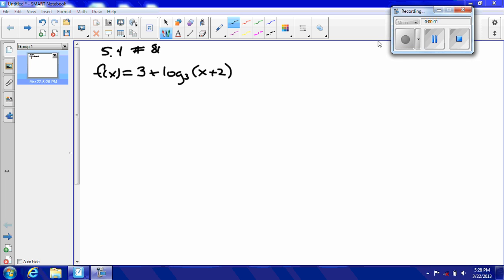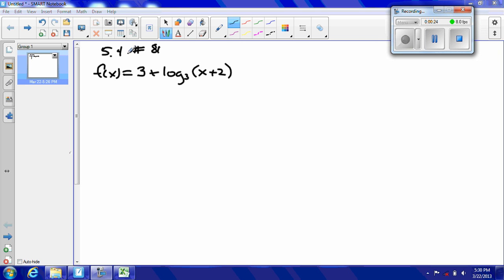This is chapter 5.4, problem number 81. It's a good problem because it has to do with graphing logarithms, finding inverses, then graphing exponential functions, because exponential functions and logarithms are inverse of one another. So the problem first says find the domain of f.